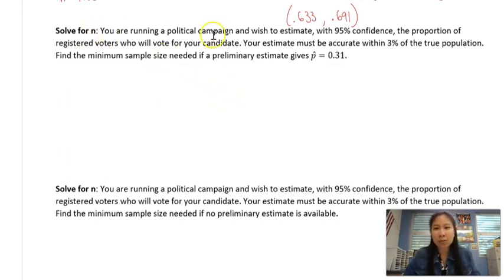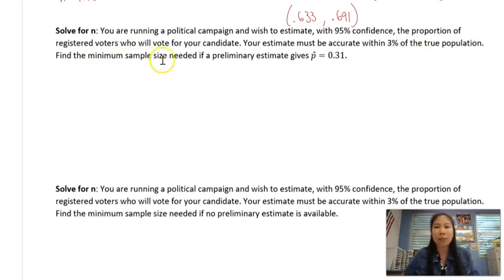So let's say you're trying to run a political campaign and wish to estimate with 95% confidence the proportion of registered voters who will vote for your candidate. Your estimate must be accurate within 3% of the true population. So remember, just like before, we're looking for that word "within," and then whatever number comes after it, that's what our margin of error is going to be set as.